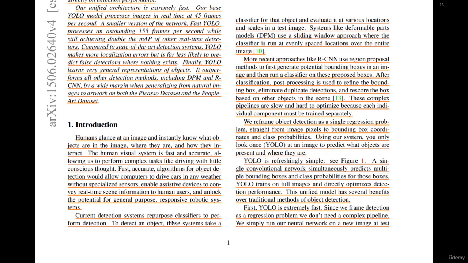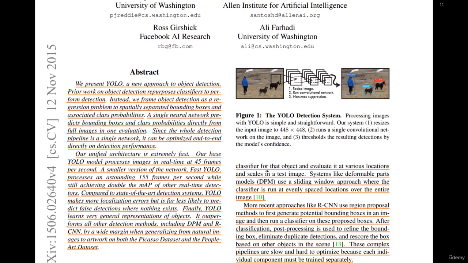Now, the current detection systems repurpose classifiers to perform detection. So basically, they're using the convolutional classifiers, the conv layers or conv nets we're used to working with already when dealing with classification models. To detect an object, these systems take a classifier for that object and evaluate it at various locations and scales in a test image. So basically, this is describing what we just looked at in the slides with the sliding windows.